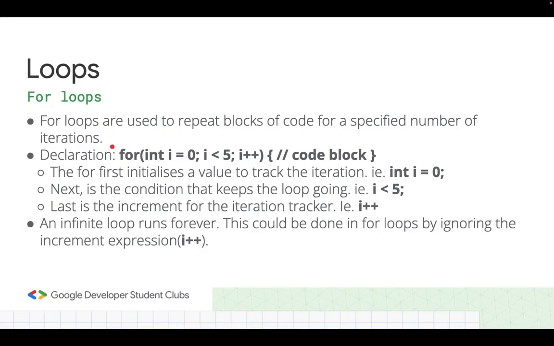So let's talk about loops. Today I'm going to talk about three loops: the for loop, the while loop, and then the do while loop. And we are going to start with the for loop.